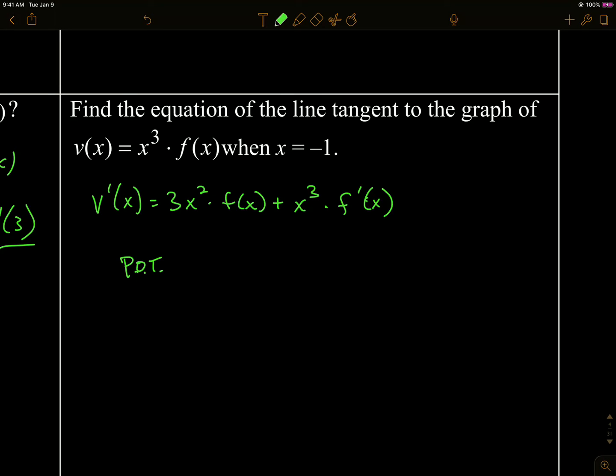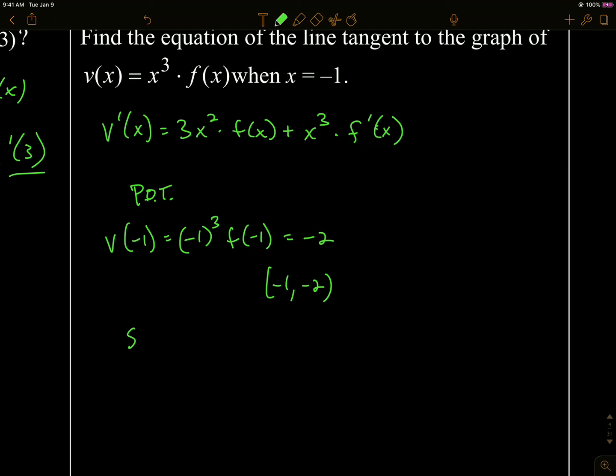The point of tangency is going to be v of negative 1. And so that's going to be negative 1 cubed times f of negative 1. I can go pull that f of negative 1 off the table. So that's going to come out to negative 2. You can do that on your own if you want to pause the video here and confirm how I got that. So then that point of tangency is negative 1, negative 2.